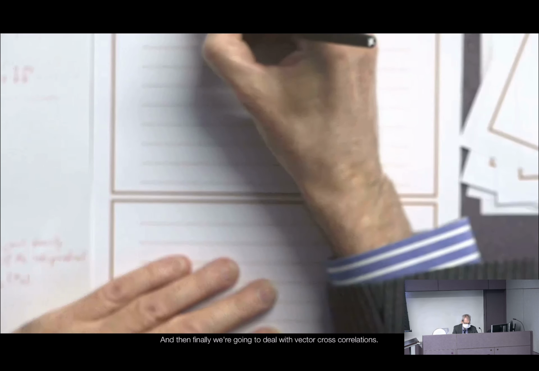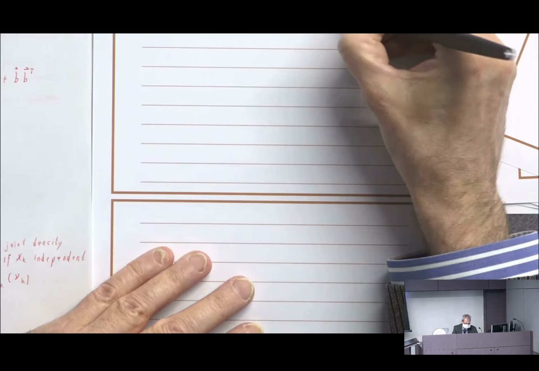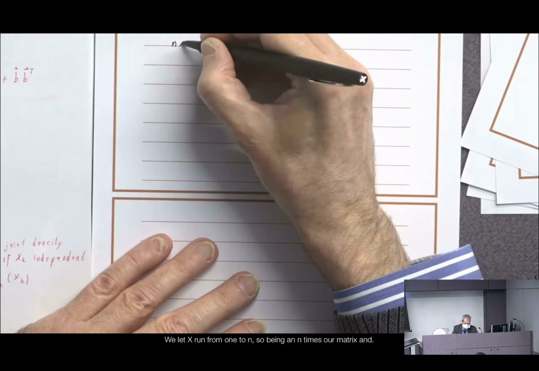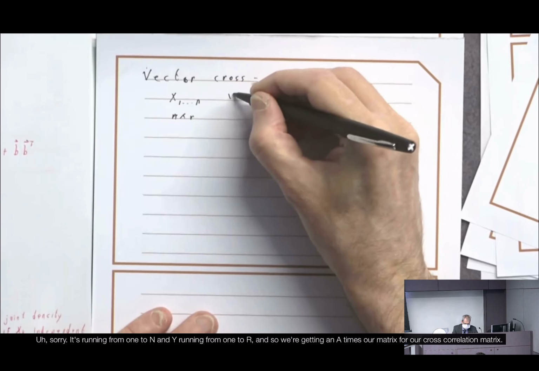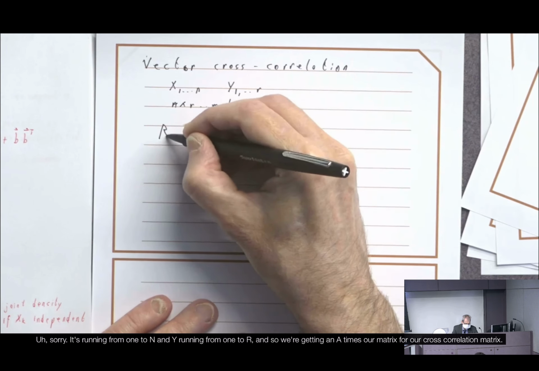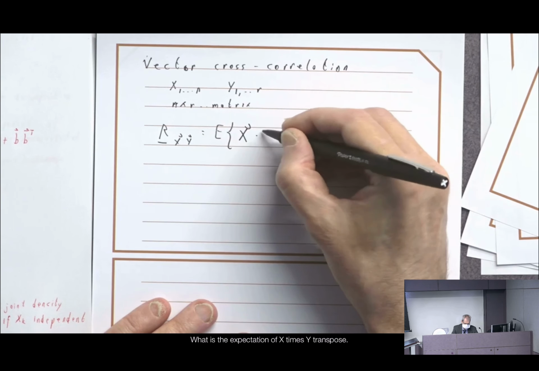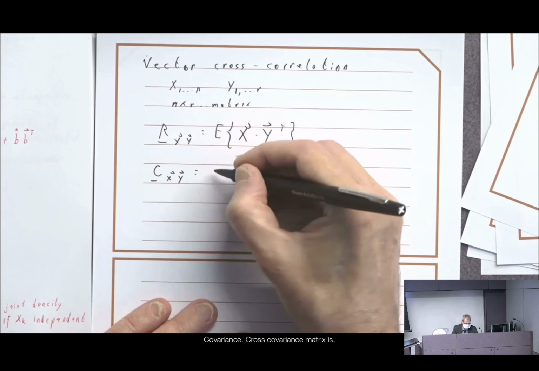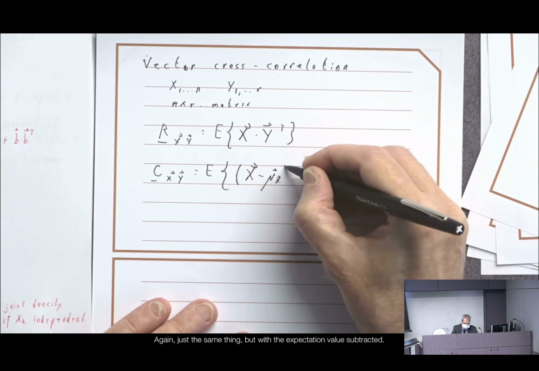And then finally, we're going to deal with vector cross correlations. We let X run from 1 to n, and Y running from 1 to r, and so we're getting an n times r matrix for our cross correlation matrix, which is the expectation of X times Y transpose. The cross covariance matrix is again just the same thing, but with the expectation value subtracted.